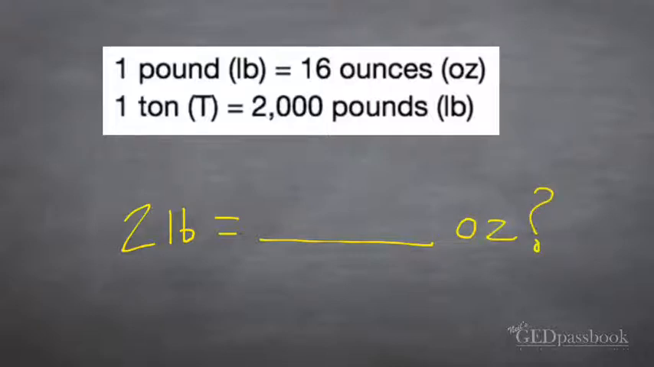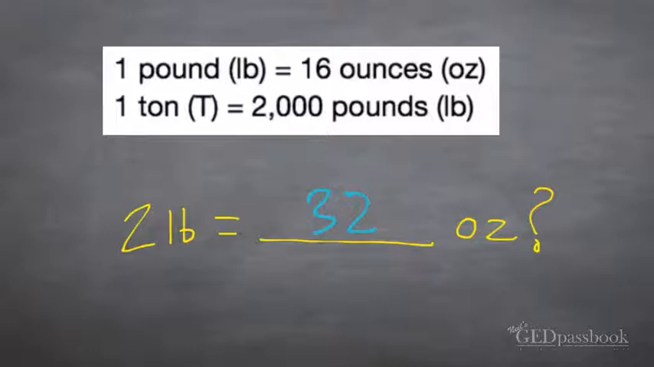We're going to do the simple one first. How many ounces are in 2 pounds? How many ounces are in 2 pounds? By the way, if you have not already realized, these are the symbols used: lb for pounds, oz for ounces, T for tons, all right? So, how many ounces are there in 2 pounds? So, we have a 32 here.